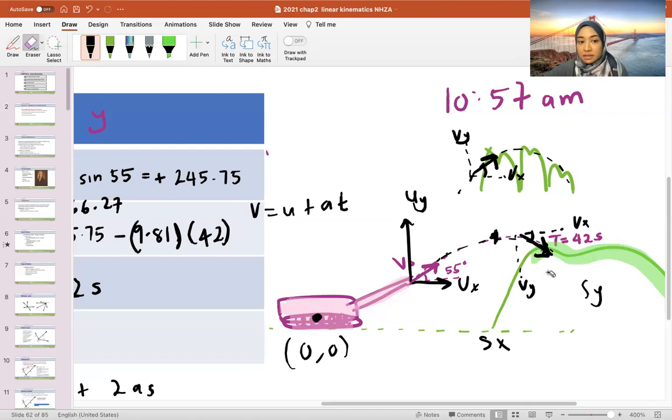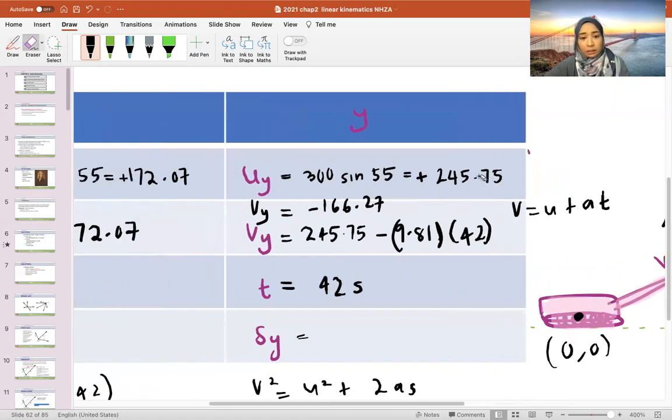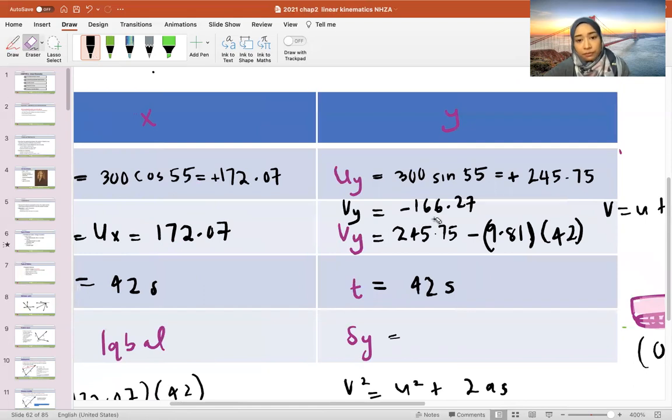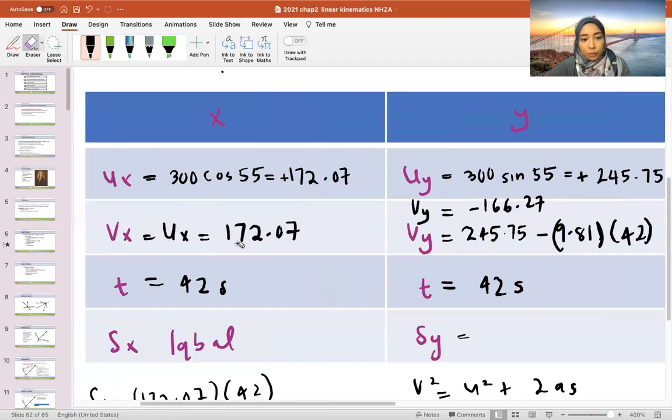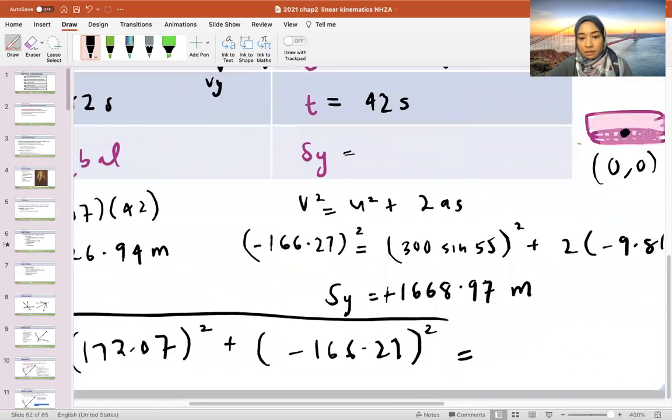Yang ni adalah gambar saya lukis sahaja. I really don't know if it's correct or not. So the only way to know is to solve it. Okay, so let's see. Kita punya vy is negative and our vx is positive. So kalau nak lukis roughly lah, vy negative macam ni, vx is this way, therefore our velocity vector should be this way and it is below the x-axis. You can determine from the vy and the vx.